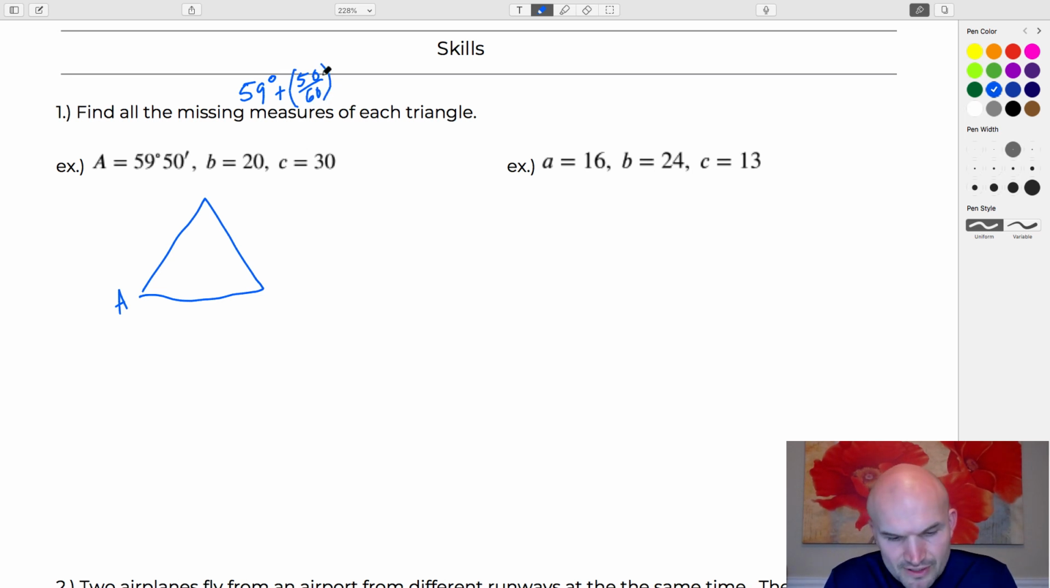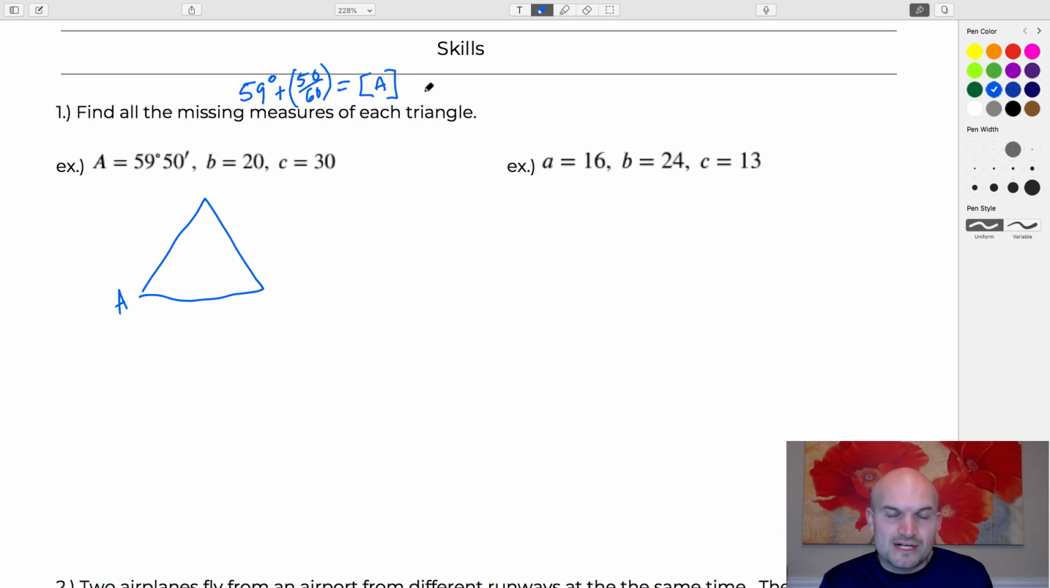So I'm just going to figure out what 50 over 60 is. So 50 divided by 60, and that's going to be 0.8333. I don't really like that, so I'm going to add that to 59. So I have 59.8333. And what I'm going to do is store that as alpha A. So I'm going to hit store, and then store that as A. So that's going to be stored as my alpha A.